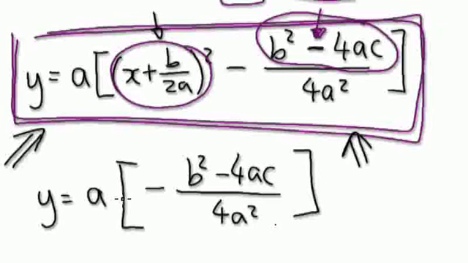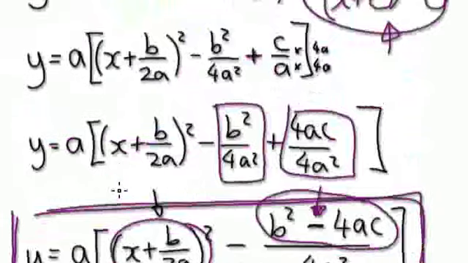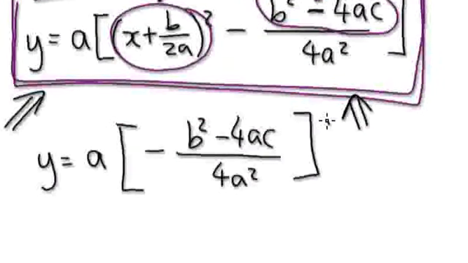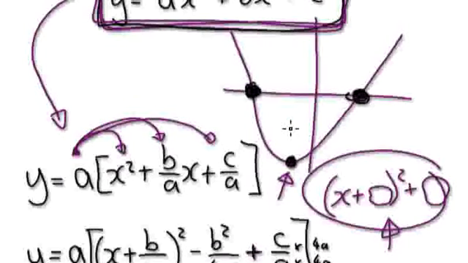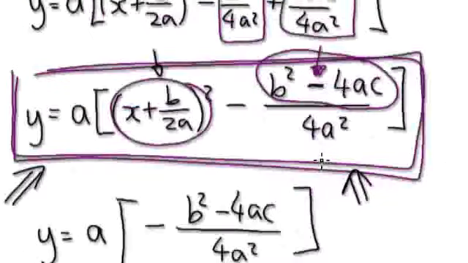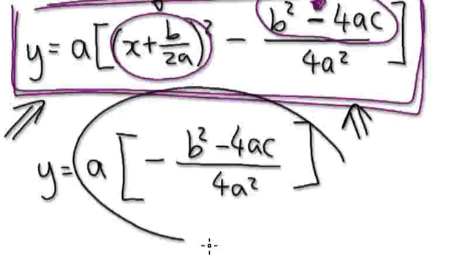And then this bit here, and then this. Your y value here will be this. Okay, the y value here will be this thing here.